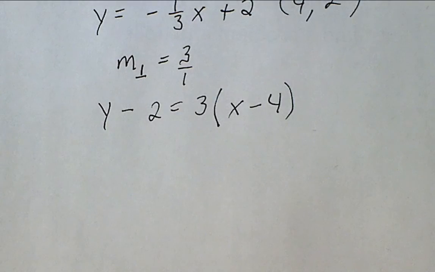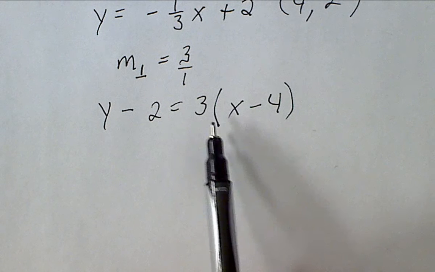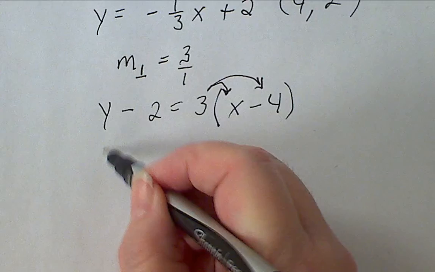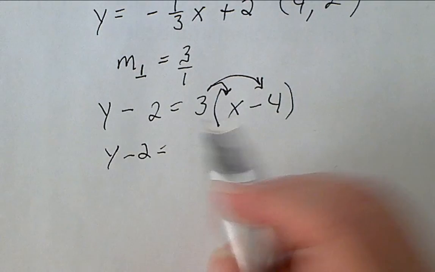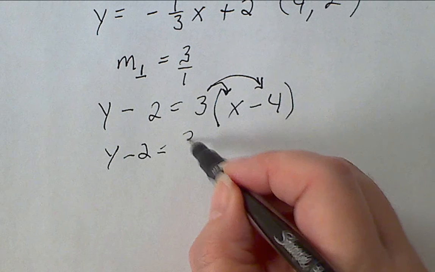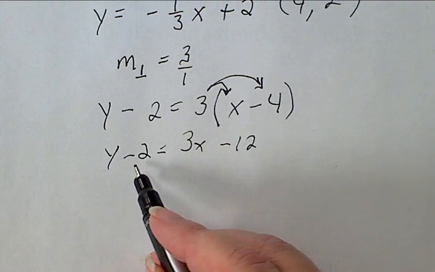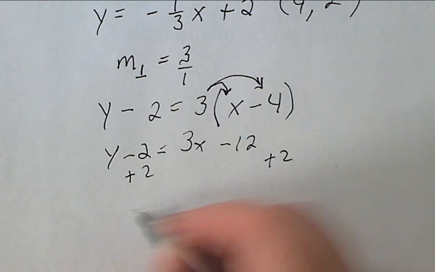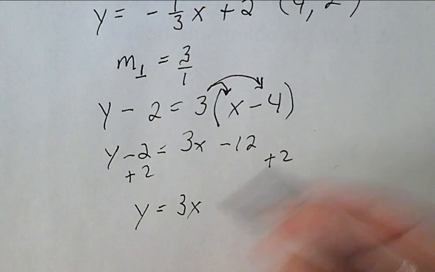Tell me how to clean this up. Well, the first thing you always want to do is get rid of that distribution. So you want to distribute first. So if I were to distribute, this side's y minus 2, what's this side? 3 times x is? 3 times negative 4 is? Negative 12. Then you're going to add 2 to both sides. So y is equal to 3x minus 10.